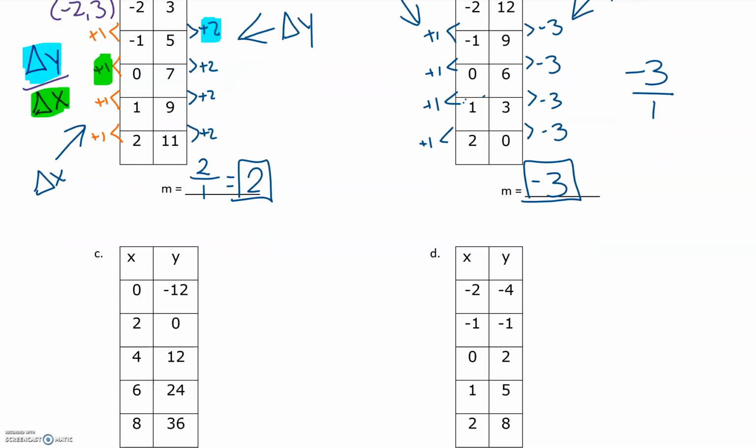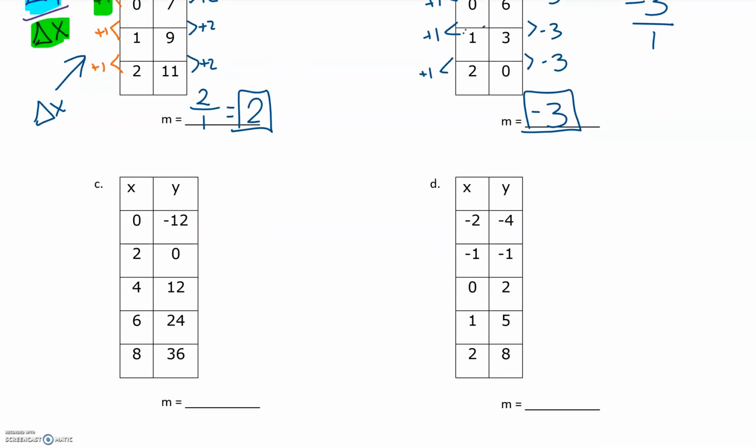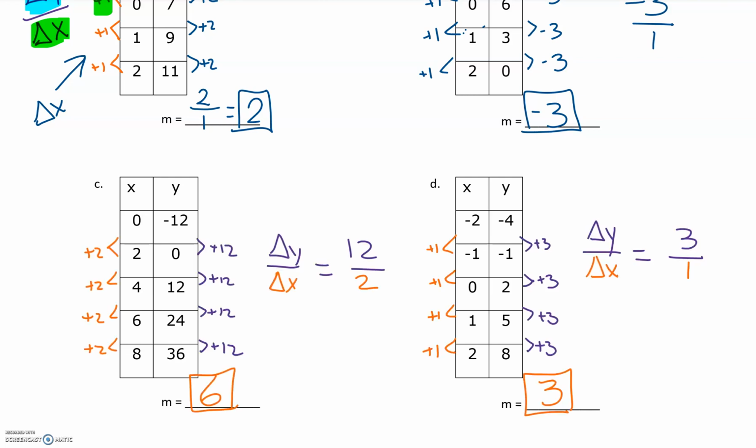Okay, why don't you take a second using that same process, figure out C and D, and then come back and check. Okay, on this one you should have gotten that the change in y over change in x is 12 over 2, which gives you 6 for C. And for D, you get the change in y, which is 3, over the change in x, which is 1, and you get a 3.